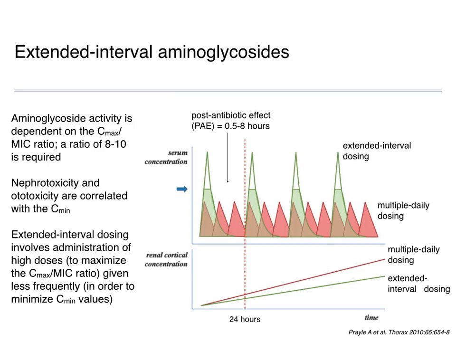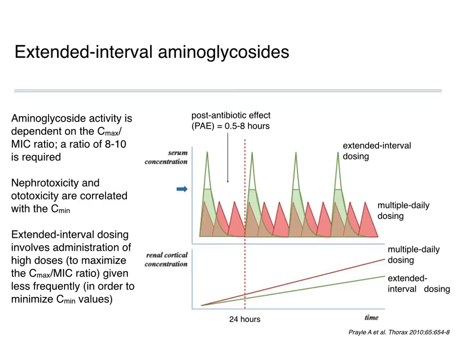Next example would be aminoglycosides, and so aminoglycosides depend on the Cmax to MIC ratio. So we want as high a Cmax to MIC ratio as we can get, basically, and the goal that we want to attain is a Cmax to MIC of 10, is what we want to achieve clinically speaking. If you look at the top part of this graph, it shows in the green so-called once daily or extended interval dosing, and then in the red you have multiple daily dosing.